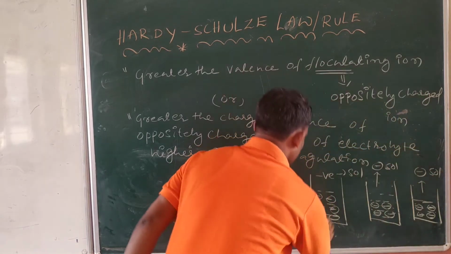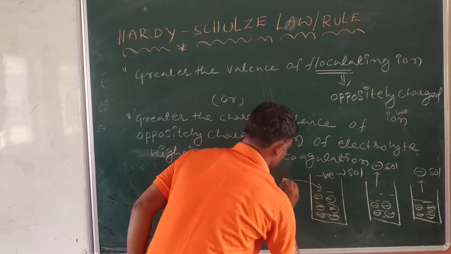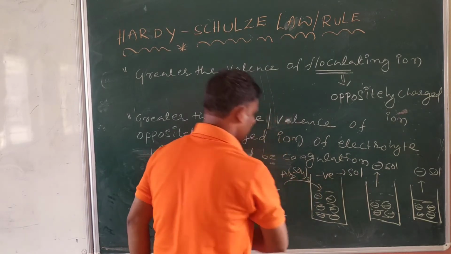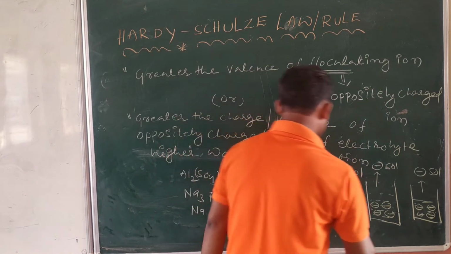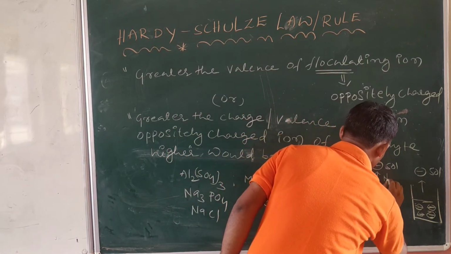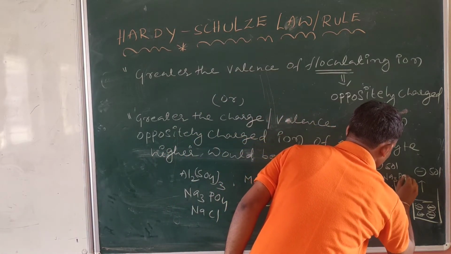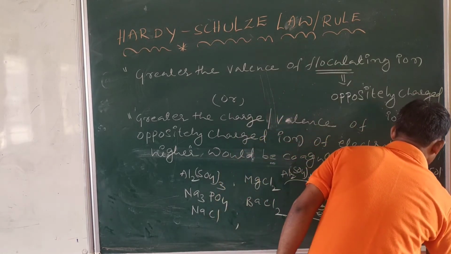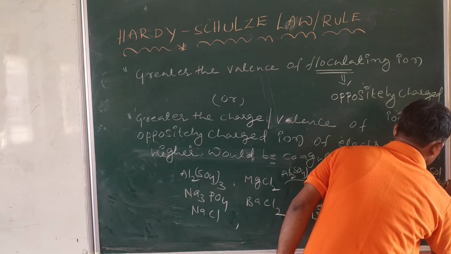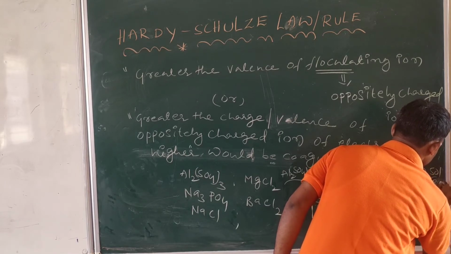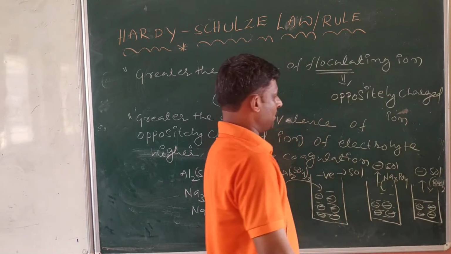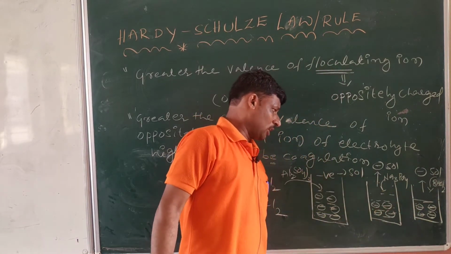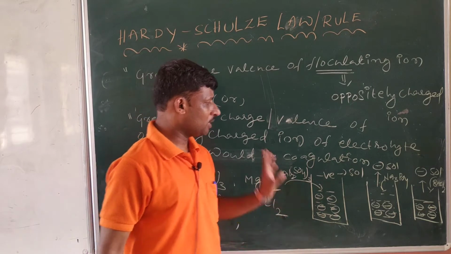Now in this case I added Al2(SO4)3 electrolyte. In this case I am adding Na3PO4 electrolyte. In this case I am adding BaCl2. See, what happened? In this case I added the electrolyte BaCl2, in this case the Na3PO4 electrolyte, and in this the Al2(SO4)3 electrolyte.